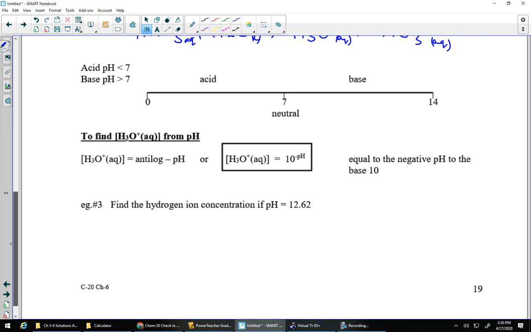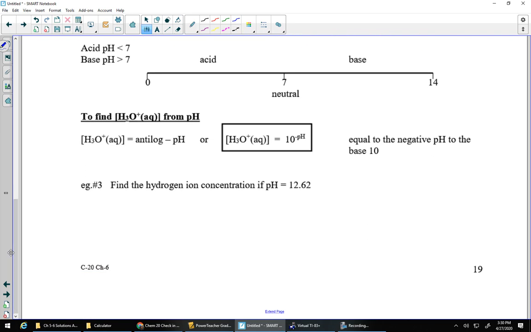What if we wanted to go the other way here? And here's the next little piece of this. What if we wanted to find the concentration of hydronium ion from the pH? So you can probably forget about this for the time being and just focus on this one. The concentration of hydronium ion is equal to 10 to the power of negative pH. Cool. Let's try an example. I'll show you how to plug that into your calculator.